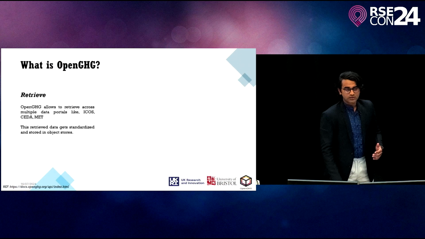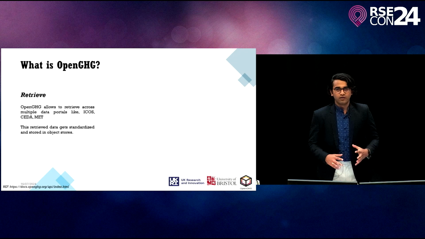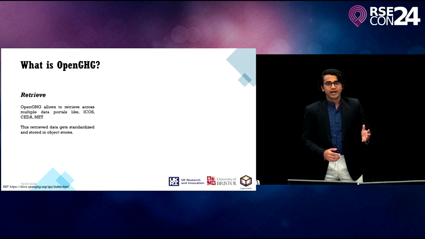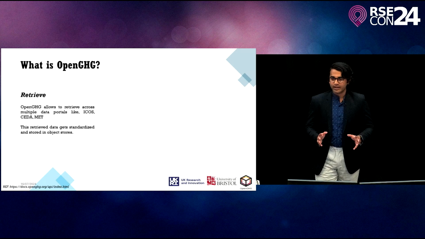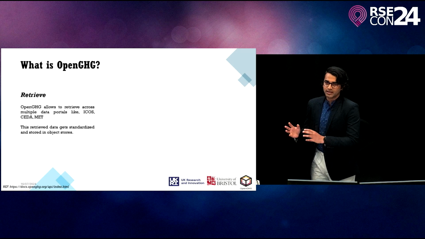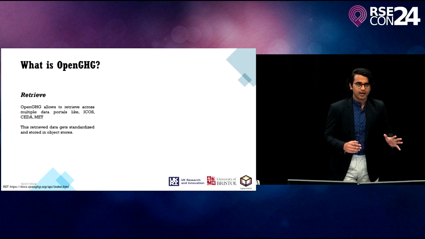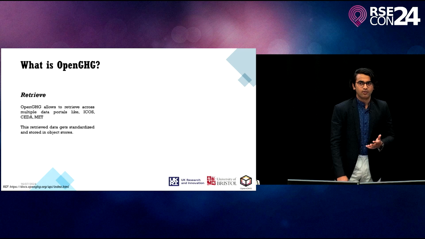So let's see what OpenGHG is. OpenGHG has multiple functions that allow us to interact with these networks. One of them is this retrieve function. This retrieve function directly retrieves the data from the specific sites or portals that we have, standardizes that data into an OpenGHG specific format, and stores it as an object in our object stores.